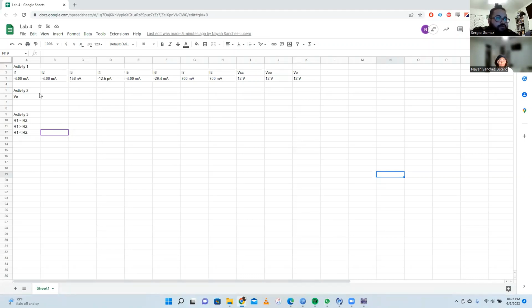VCC and VEE are 12 volts respectively, and then V sub O is also 12 volts. Now, when I say VEE is 12 volts, I actually mean it's the negative 12 volts, since an operational amplifier requires a positive and negative going into the circuit. So that is an actual negative 12 volts, and that ends up producing a V sub O where it is 12 volts. Thank you.